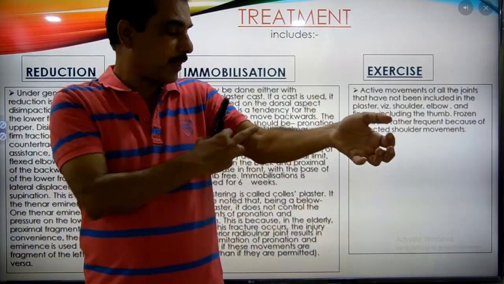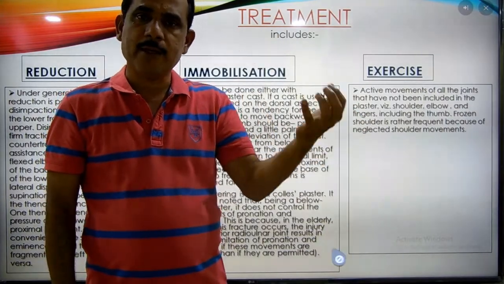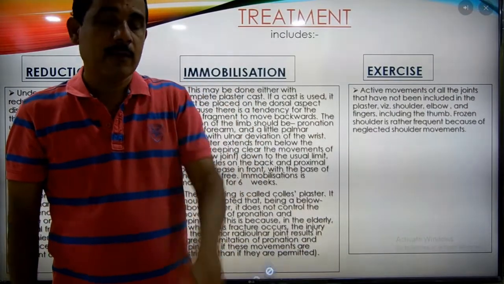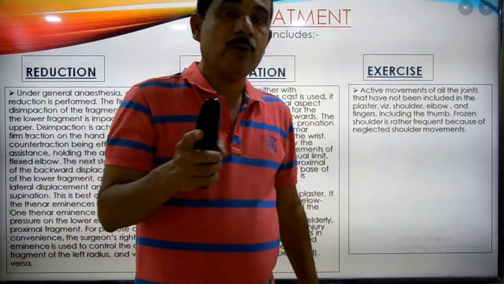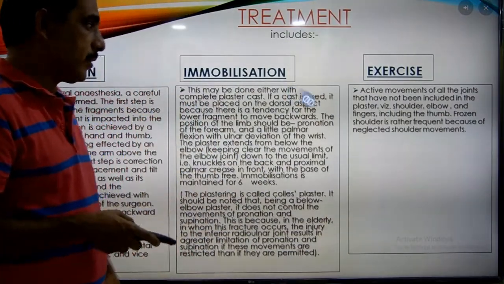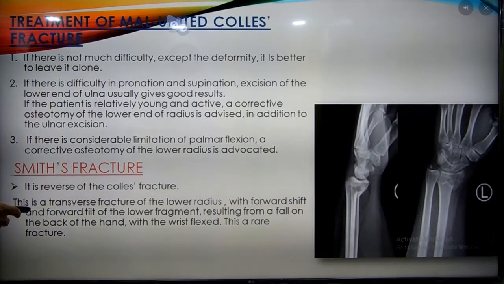Even I have told you that plaster should be extended from here, so the patient can perform the movements at the elbow and of the shoulder. That is very important. You must advise the patient this exercise, isn't it? Active movements, isn't it? So this is the management over that.